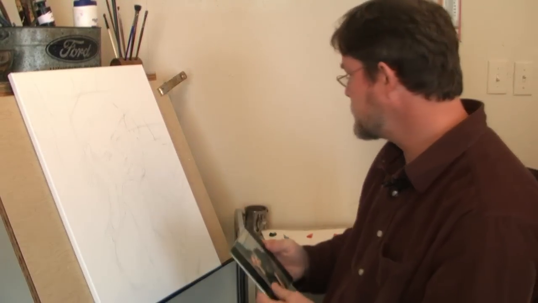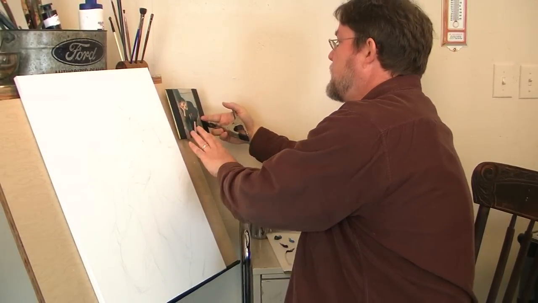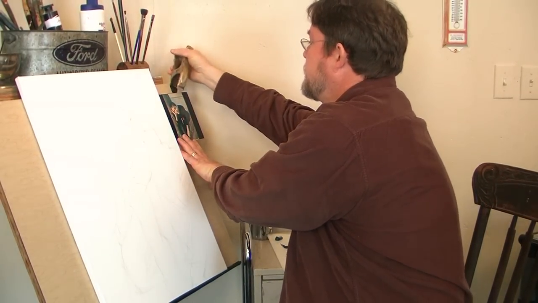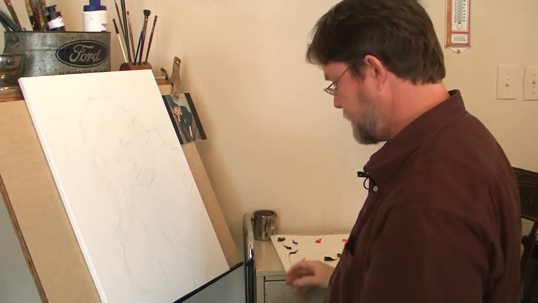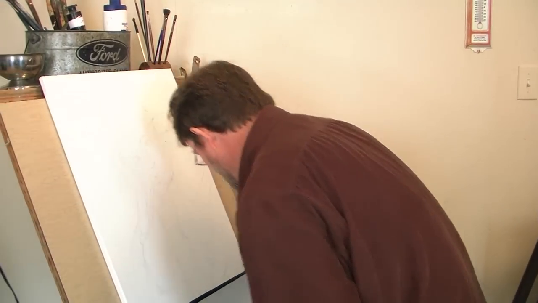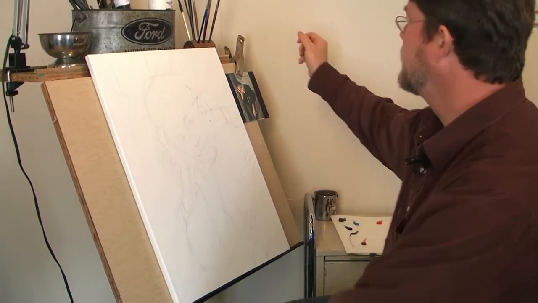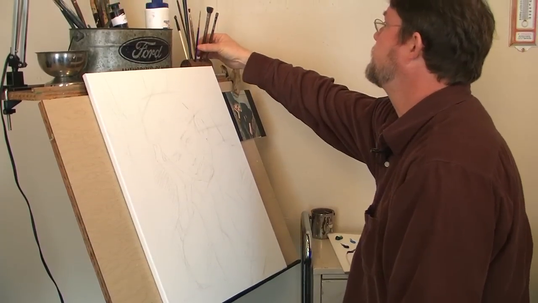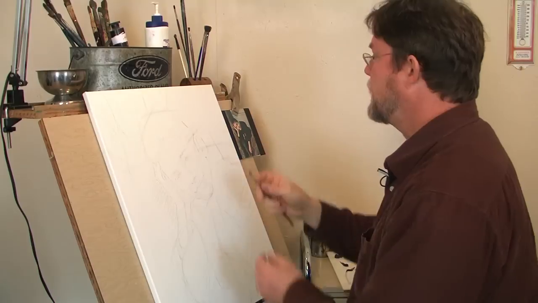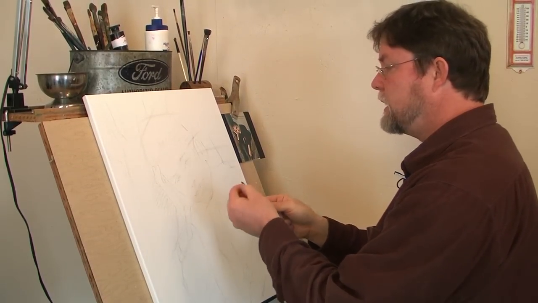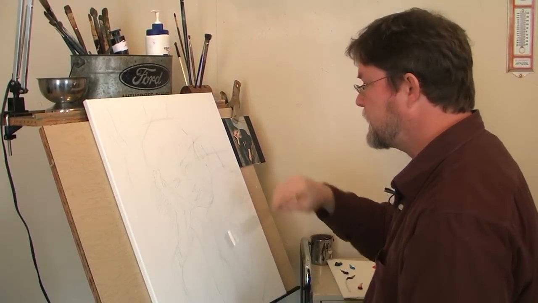So we're just going to get started. I'm going to clip this to my board. Keep it real handy here, where I can not waste a lot of energy looking back and forth. I've got several brushes here. I like to start off with a brush that's about the size of the iris of the eye. I've made a quick sketch of this.